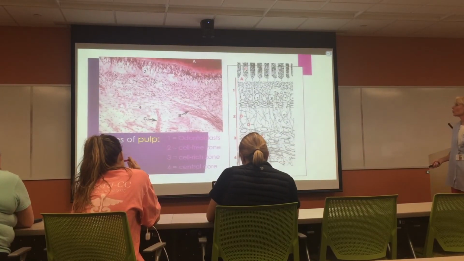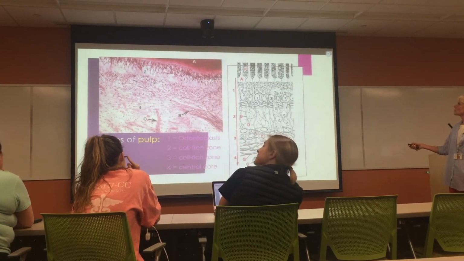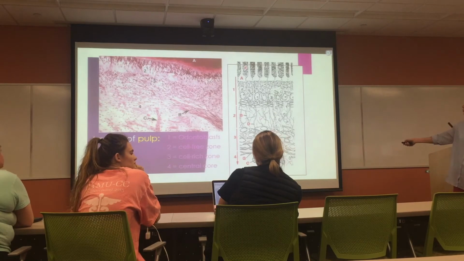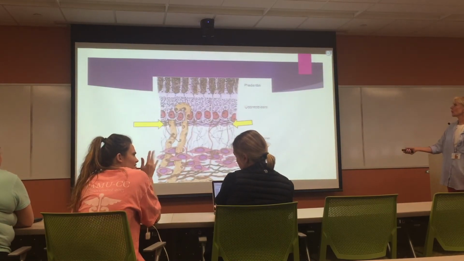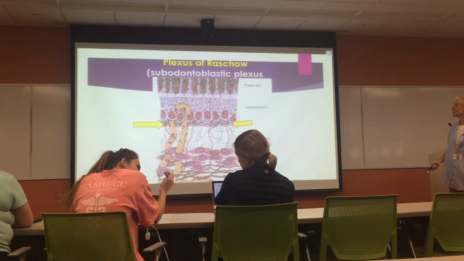Do you remember the four zones of the pulp? Odontoblast layer, cell-free layer, cell-rich layer, and then we have the core with the little blood vessels. That's not very hard. Oh, we already mentioned this little plexus is?